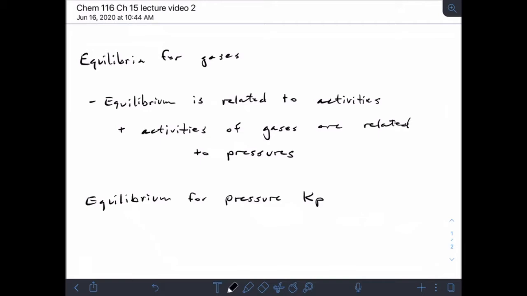But the premise is the same, that equilibria is related to activities. That's the important thing about equilibria. And activities for gases are related to pressures. So far we've used just a generic K for everything that we've been doing. But when we're focusing on equilibrium for pressures, we use Kp, and P is for pressure. So moving forward, we'll be specifying whether we're doing Kp for pressure or Kc for concentration.